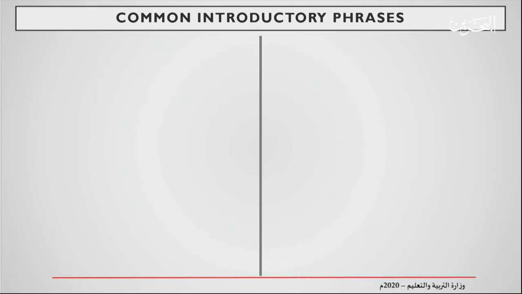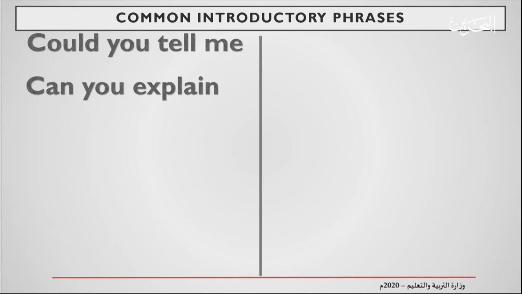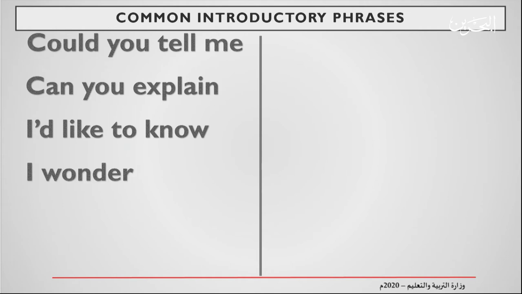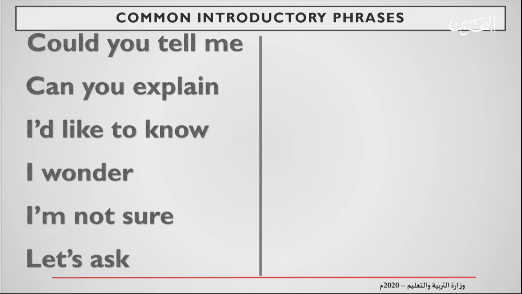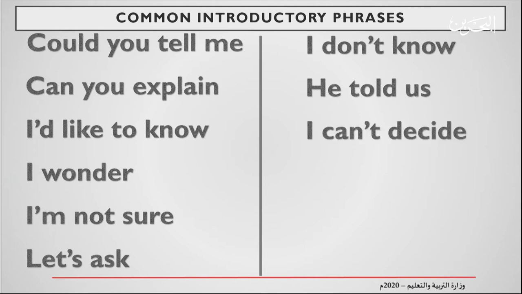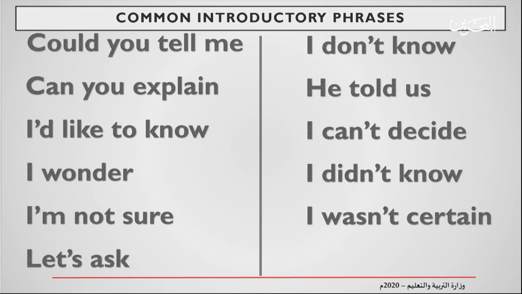All right, so common introductory phrases, like the phrases I showed you before. You can start with, could you tell me? Or you can say, can you explain? And then the embedded question. I'd like to know. I wonder. I'm not sure. Let's ask. I don't know. He told us. I can't decide. I didn't know. I wasn't certain. I asked her. Of course, the subjects in this you can change. For example, instead of I'd like to know, you can say he'd like to know. Or instead of I asked her, you say they asked us.